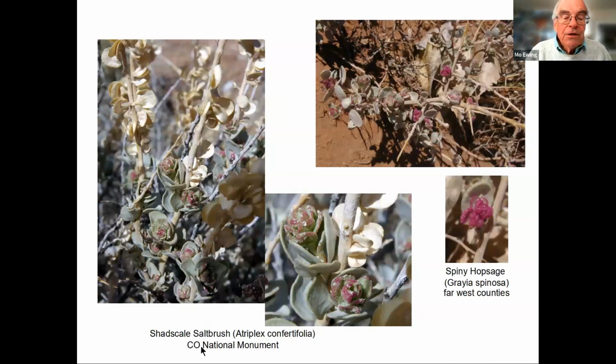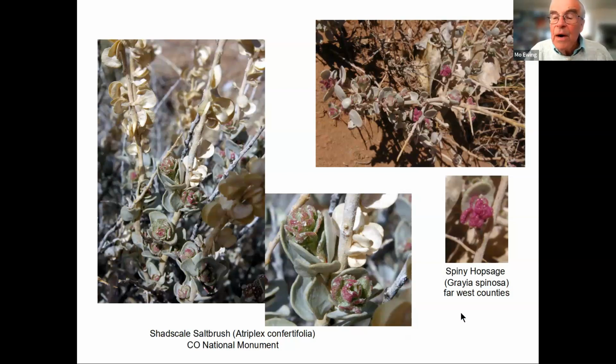This guy here is shad scale saltbrush, Atriplex confertifolia. This is only found in the western counties. And you can see, because I've blown it up here, I guess I blew up this little piece here, these are the flowers. And they do look globby, because they don't really look like flowers at all.